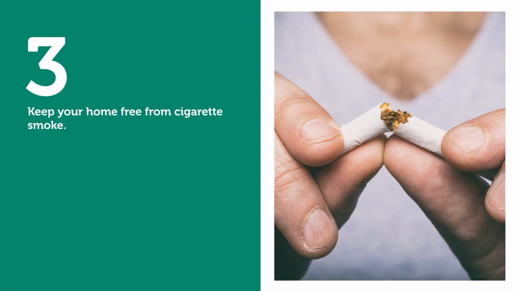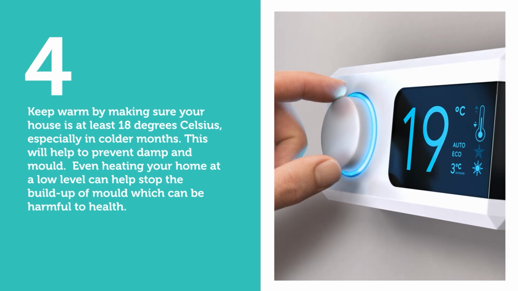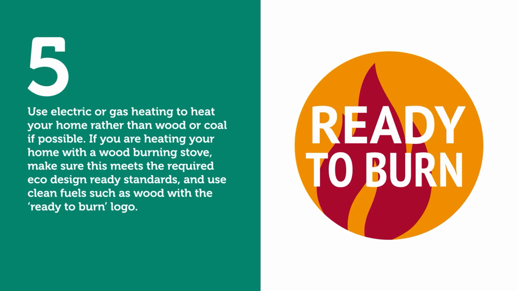3. Keep your home free from cigarette smoke. 4. Keep warm by making sure your house is at least 18 degrees Celsius, especially in colder months. This will help to prevent damp and mold. Even heating your home at a low level can help stop the buildup of mold, which can be harmful to health.